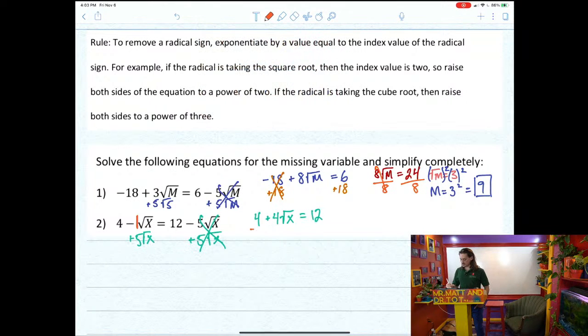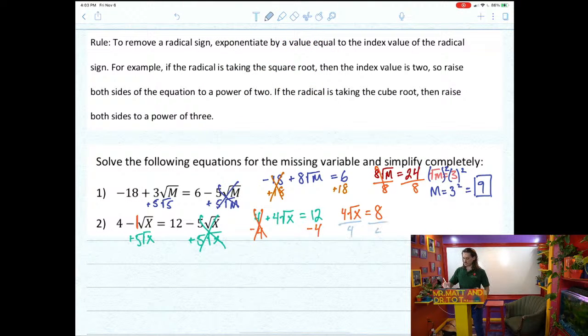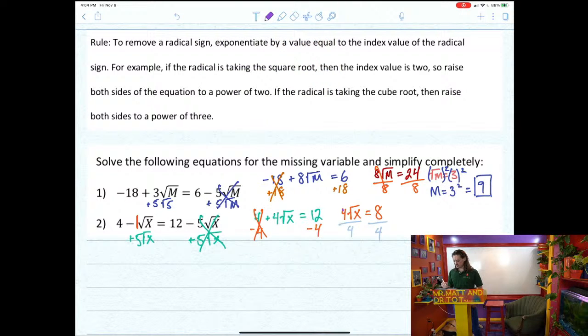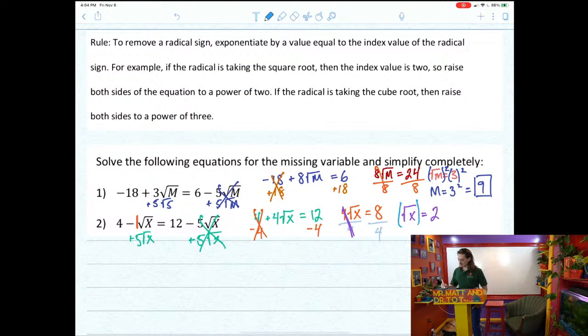So now I can subtract away 4 on both sides. And I get 4 root x is equal to 8. If I divide by 4, just whittling away at what is keeping x from being by itself, 4 cancels on the left-hand side, and I get the square root of x is equal to 2. 8 divided by 4 is 2. So then finally squaring on both sides, because I don't want the square root of x, I want x. So x is equal to 2 squared, which is going to be 4.